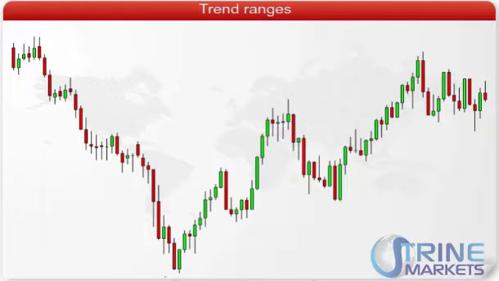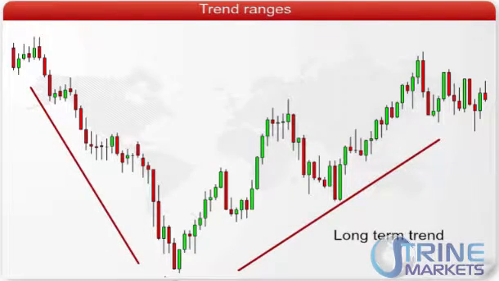Trend ranges. Long-term trend. This trend is also called a major trend and is measured in years. This type of trend controls the asset over the longest time frame and is determined by fundamental factors. In order to identify a long-term trend, we also need to find the medium-term trend, since they both move in the same direction.